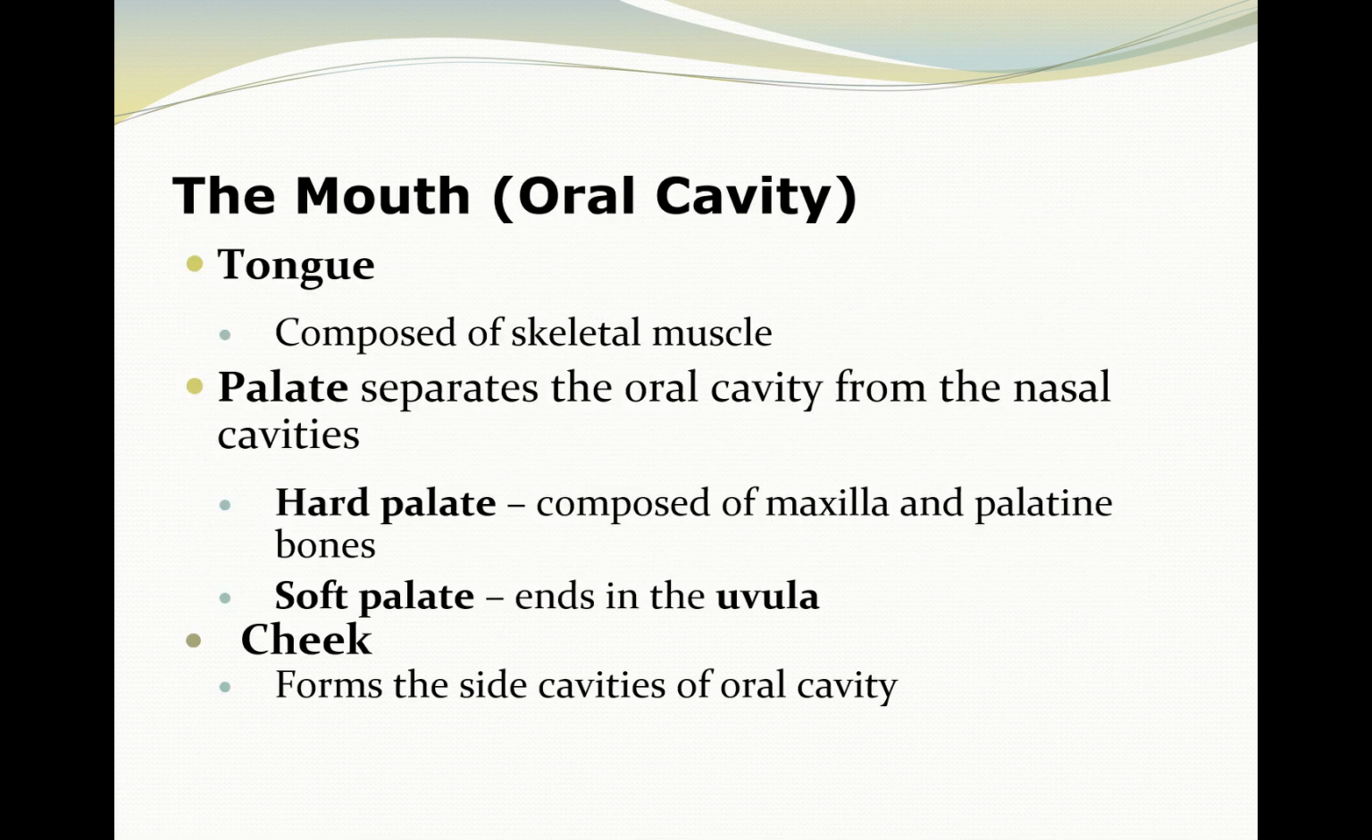All right, so let's travel through it. Let's start with the mouth, the oral cavity. It includes the tongue, the palate, and the cheek. The tongue is composed of skeletal muscle. The palate separates the oral cavity from the nasal cavities, and it includes the hard palate and the soft palate. The hard palate is composed of the maxilla and palatine bones, and the soft palate ends in the uvula. The cheek will form the side cavities of the oral cavity.